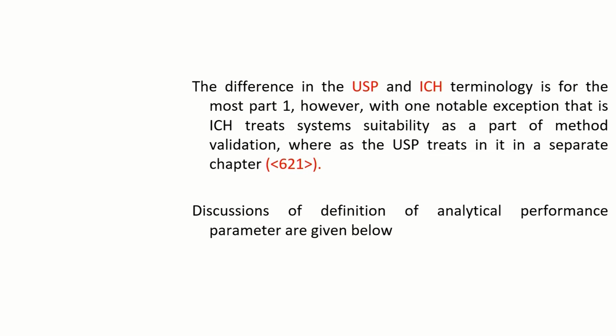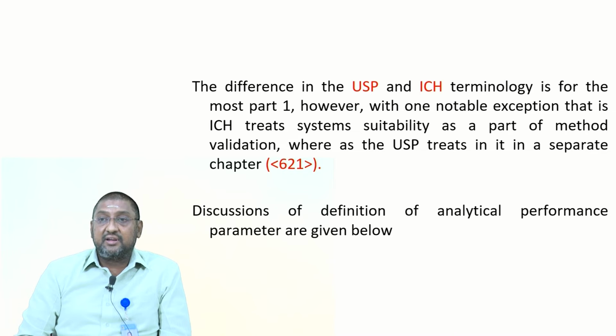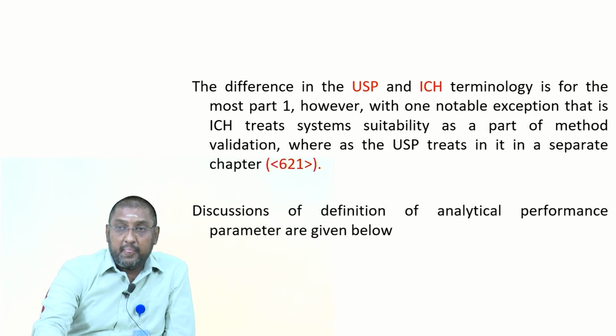So, the difference in the USP and ICH terminology is for the most part one. However, one notable exception is that ICH treats system suitability as a part of method validation, whereas USP treats it in the separate chapter 621. So, the definitions of analytical performance parameters are given below.